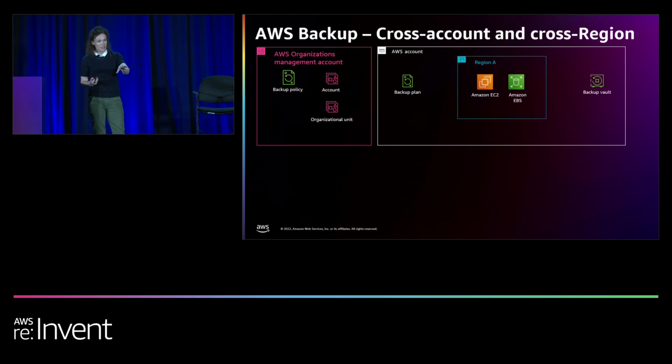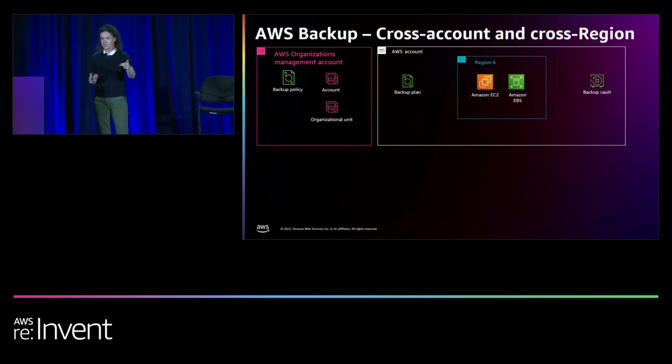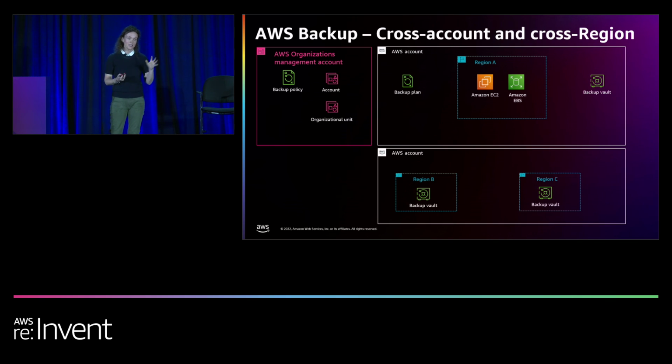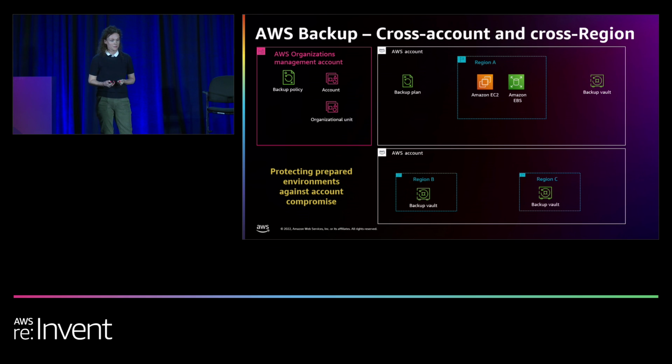But then this account is associated to AWS Organizations and is in an organizational unit where we have a backup policy. And the backup policy is such that nobody can change the backup plan in the AWS account. And we can define that the backups for this instance and this volume can occur into a different AWS account, into different regions. And this protects our environment against account compromise, our prepared environments from earlier on.